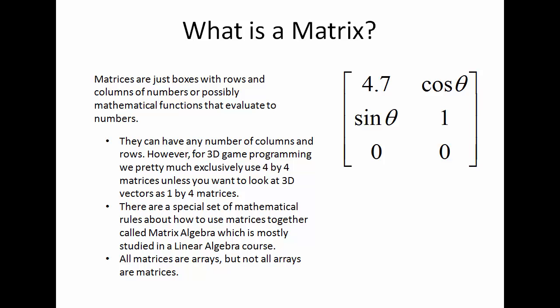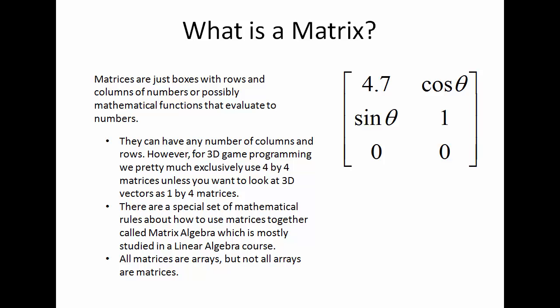They can have any number of columns and rows. However, for 3D game programming, we pretty much exclusively use a 4x4 matrix, unless you want to look at 3D vectors as a 1x4 matrix. Obviously, the singular is matrix and the plural is matrices. There are a special set of mathematical rules about how to use matrices together called matrix algebra, which is mostly studied in a linear algebra course.